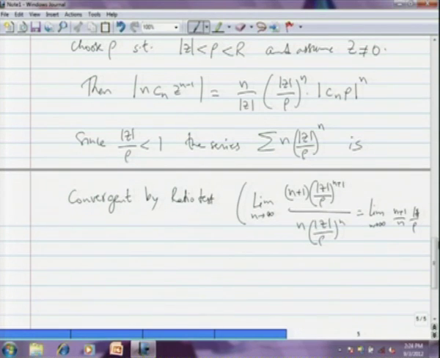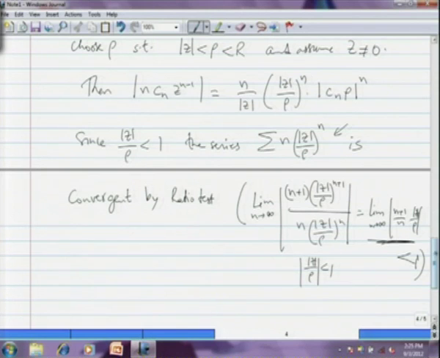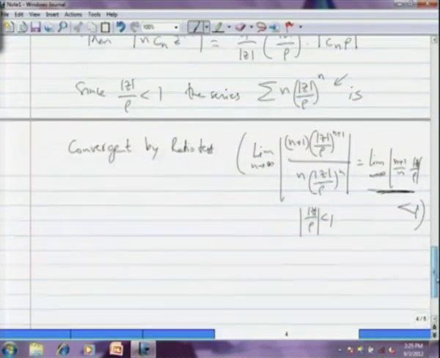Well, the absolute value of this, and the absolute value of this. So, the modulus of z by rho is less than 1. And then the limit as n goes to infinity of n plus 1 by n is equal to 1. So, all in all, this limit is strictly less than 1. And so, by ratio test this series converges. So, that series converges.